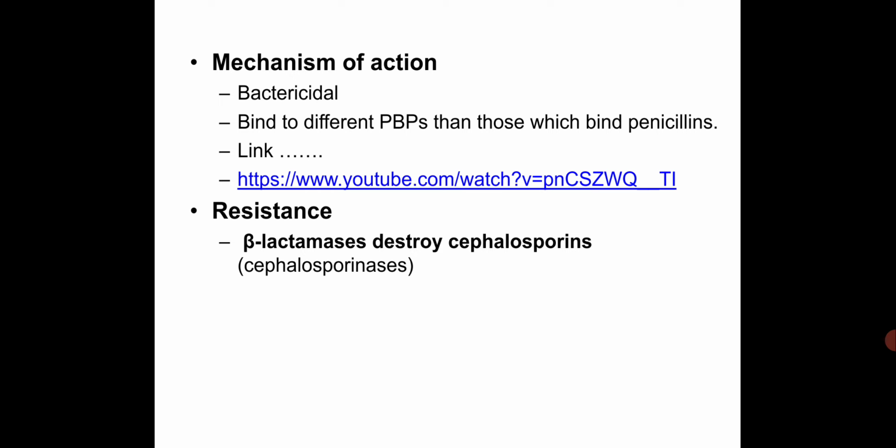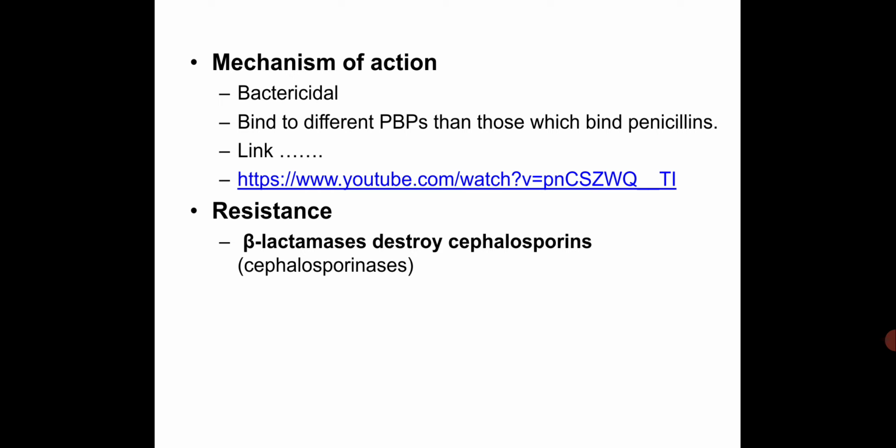Then antimicrobial resistance to the cephalosporins. How does cephalosporin resistance occur? Mainly by one mechanism: the beta-lactamase enzyme, the cephalosporinase enzyme, which destroys these cephalosporins.